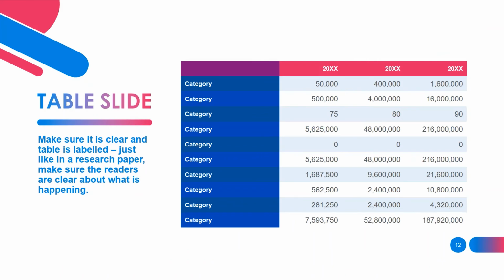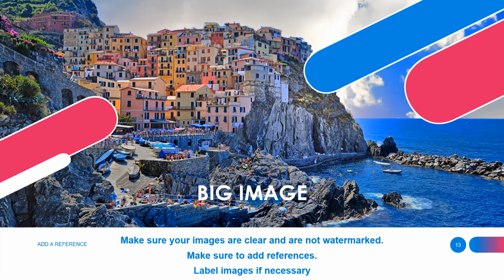With tables or graphs, make sure it is clear and the table is layered. Just like in a research paper, make sure the readers are clear about what is happening. Images need to be clear and not watermarked. You should label the images if necessary. And just like with everything, make sure to reference.